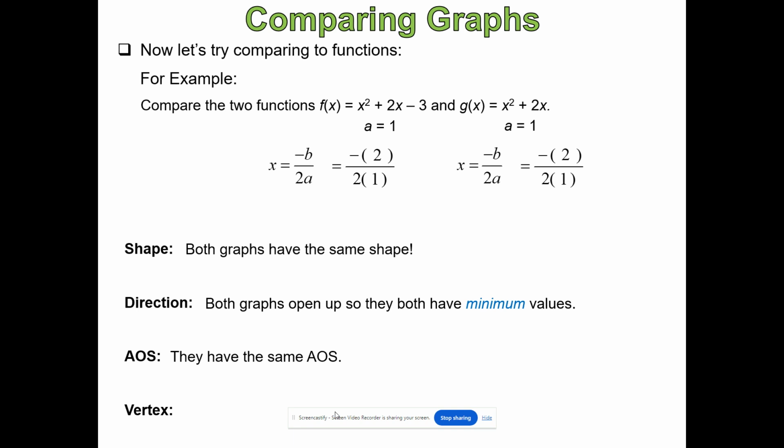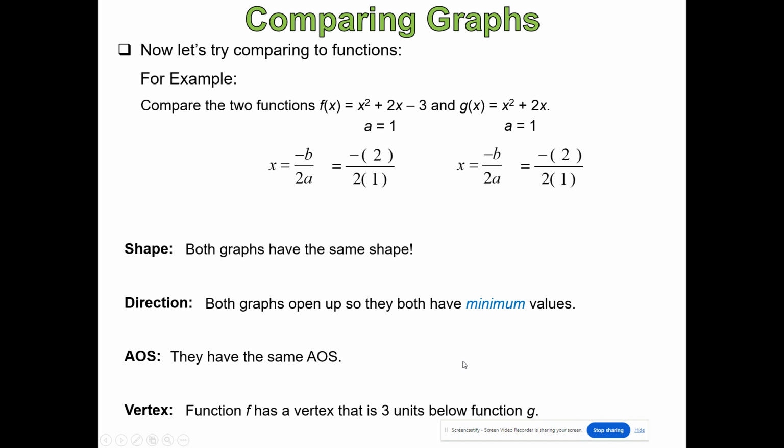And for the vertex, okay, this -3, since everything else is the same, that -3 right there at the end is actually just bringing the graph down 3 units. So I know, because everything else is the same, x squared plus 2x, x squared plus 2x, that -3 is going to shift the graph down 3 units below g. So f will be below the function of g. Okay, the vertex is just shifted down.